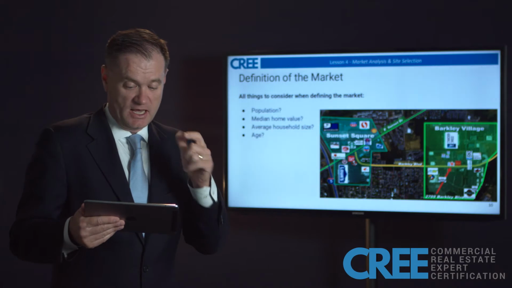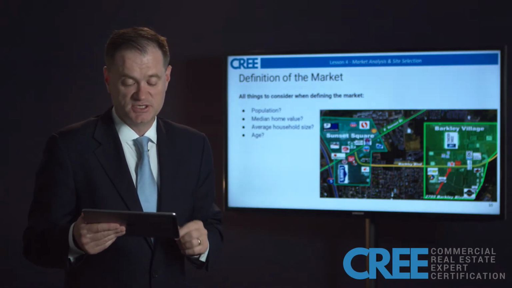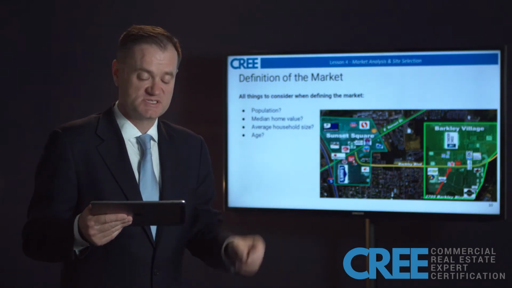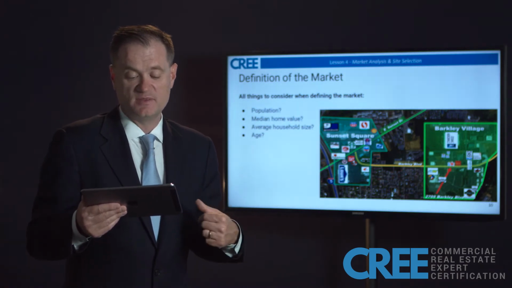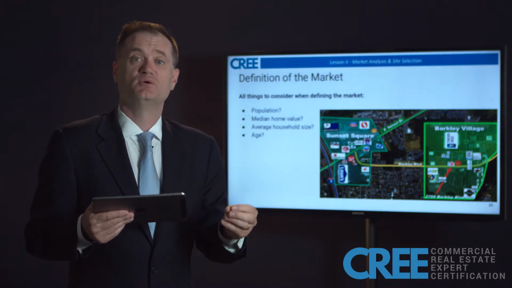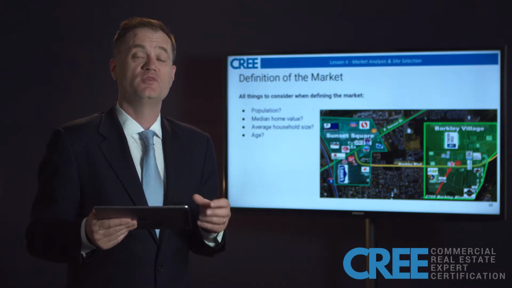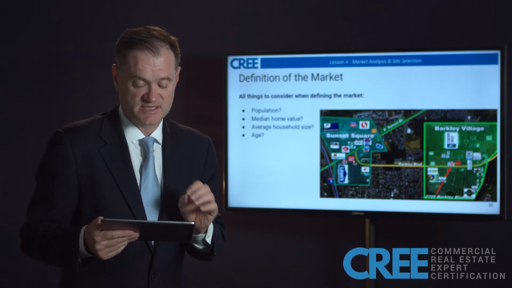Definition of the market, all things to consider when defining the market. Obviously, we're looking at population, looking at median home prices and values, the average household size, the age. We're looking at what people make within those areas, disposable income. There's a variety of different statistics that you're going to be able to pull within those market areas. And those are all going to be part of the demographics that you can get.